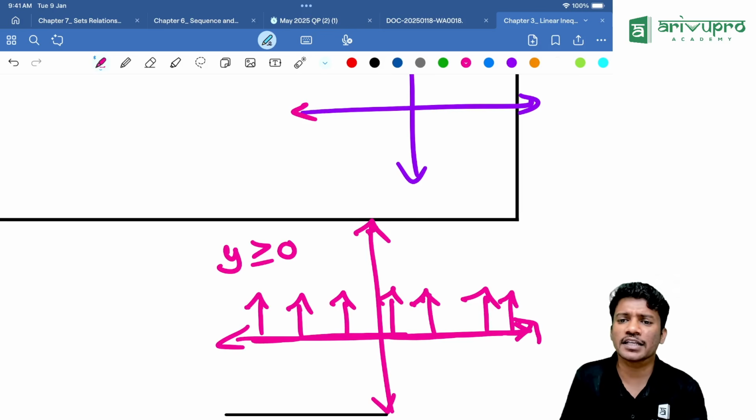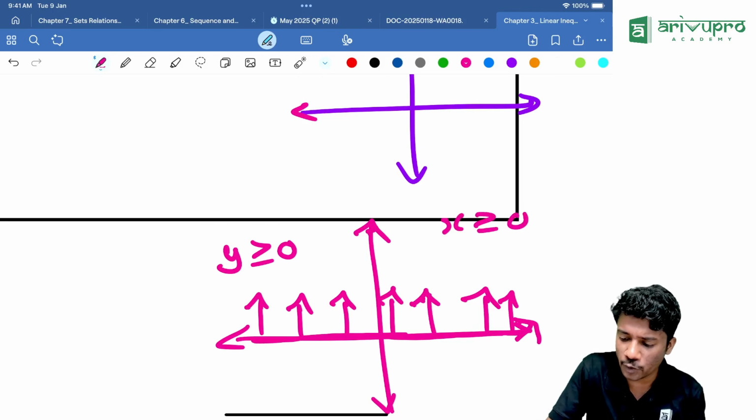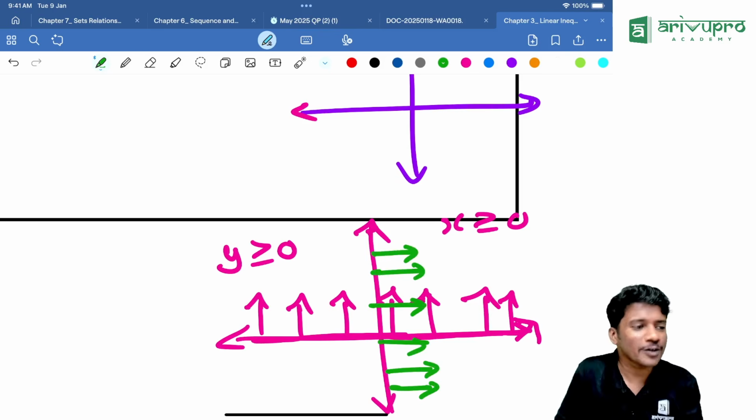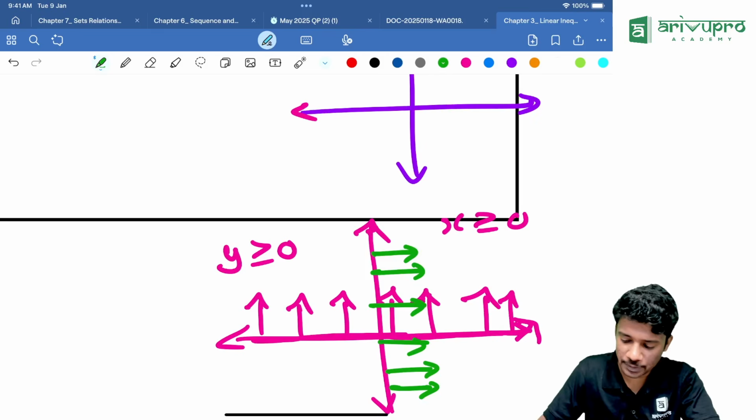Then if they are telling that x is greater than or equal to 0, how will you draw the graph? It will be towards the right hand side. Everyone got the point? Anyone is having doubt? If any doubt is there, please tell me.